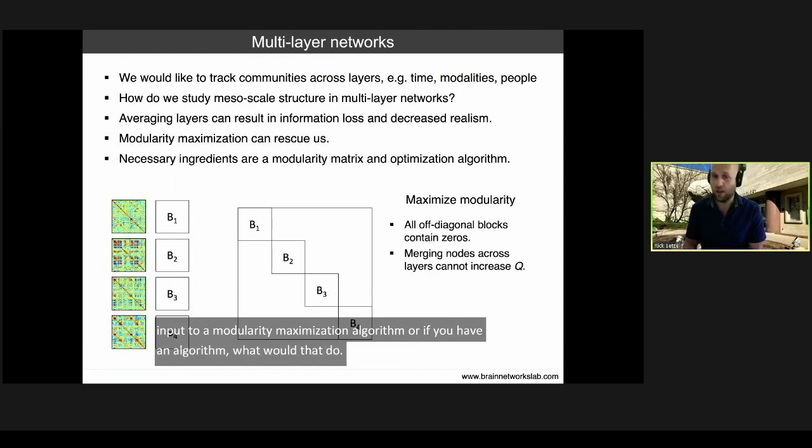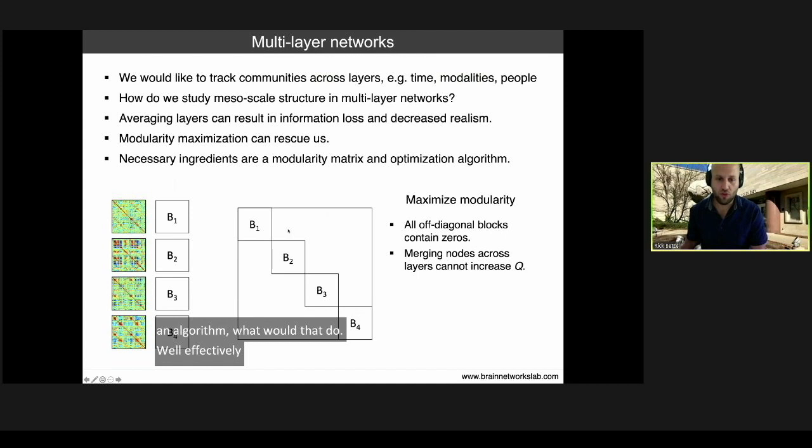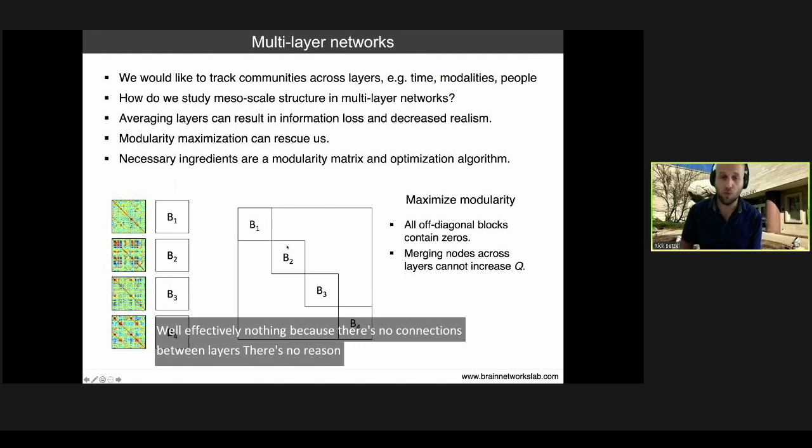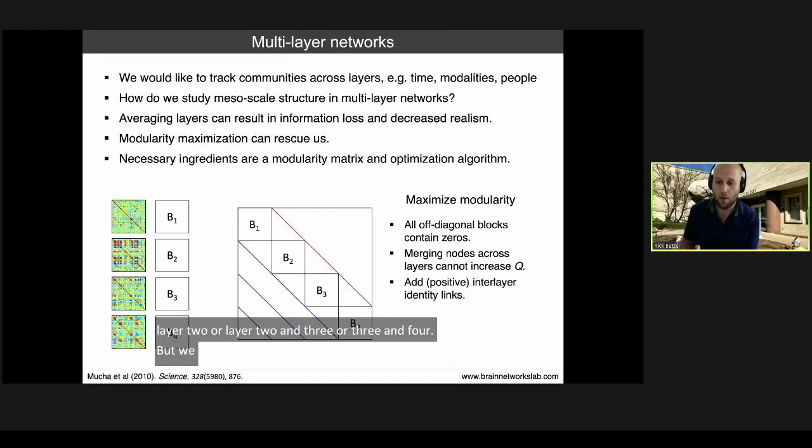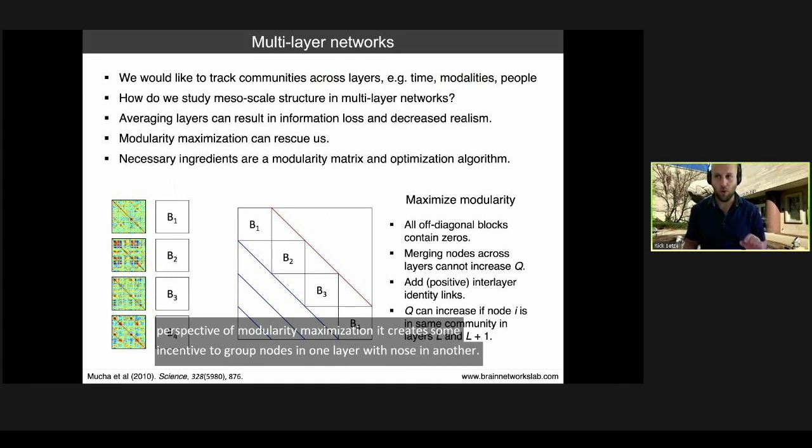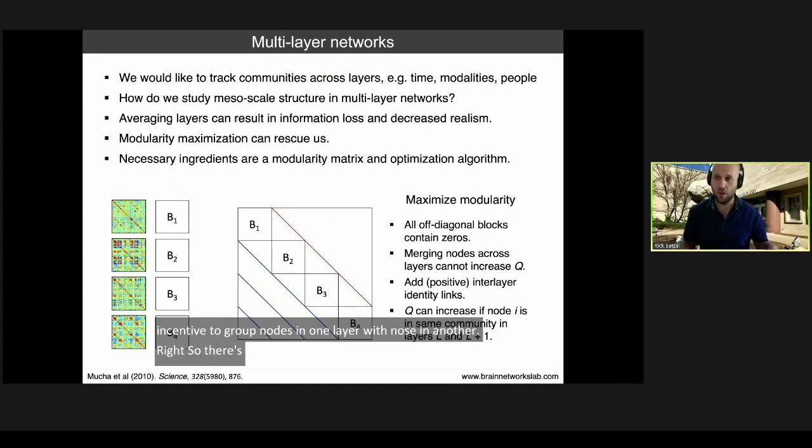Well, effectively nothing. Because there are no connections between layers. There's no reason for a node in layer 1 to ever be assigned to the same community as the node in layer 2, or layer 2 and 3, or 3 and 4. But we can start adding small amounts of weight between the layers. And what effectively this does, from the perspective of modularity maximization, is create some incentive to group nodes in one layer with nodes in another, right? So there's a way to increase Q if we make these interlayer connections strong enough by merging communities across layers.